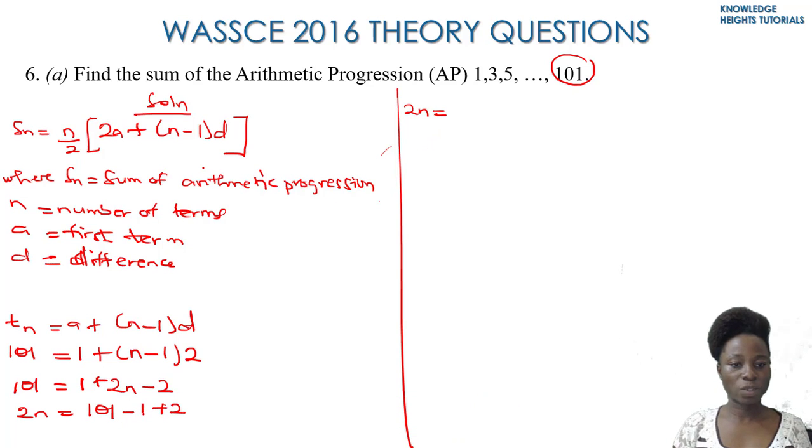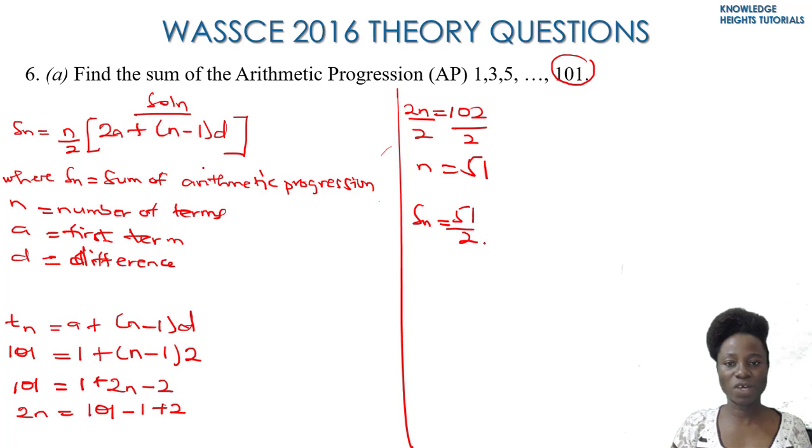101 minus 1 is what? 100. 100 plus 2 is 102. So we divide both sides of the equation by 2 and n gives us what? 51. So now we can move to the sum of the arithmetic progression. So we have 51 terms in this progression. So wherever we find n, we are going to put 51.